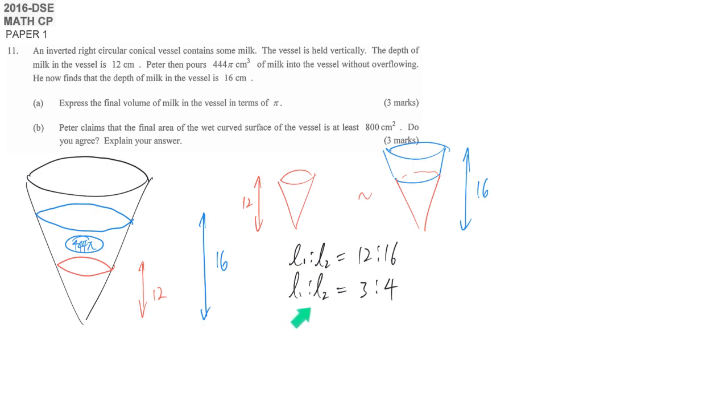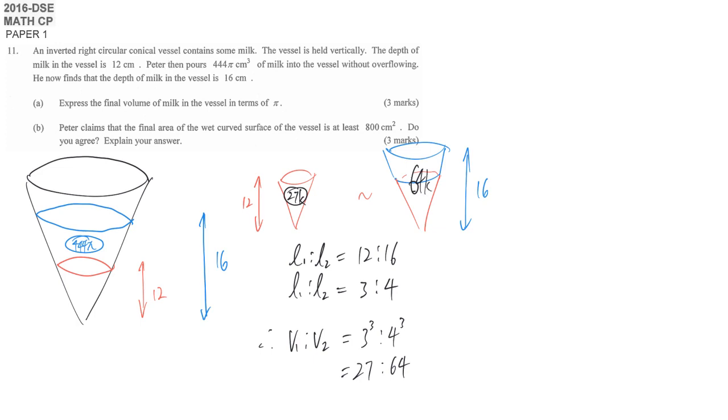The volume ratio is not exactly the same, but they are related. So that's why we know the volume ratio is equal to 3 power 3 to 4 power 3. We know that they are related in this way. So it's 27 to 64. And then you are going to let this one, the volume, be 27K. Then the total is 64K.